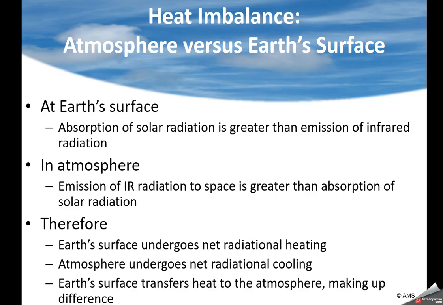So, the Earth's surface absorbs solar radiation, and then it's re-emitted back into the atmosphere as infrared. And that infrared radiation is then sent out into space. Earth's surface undergoes net radiational cooling.